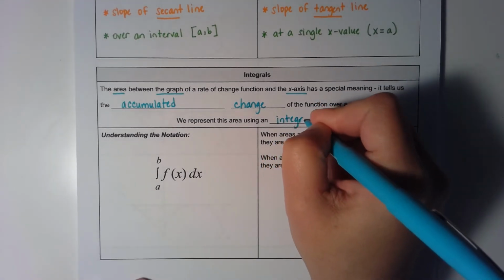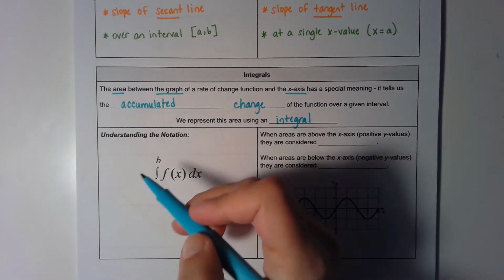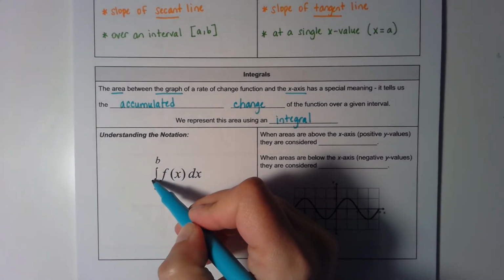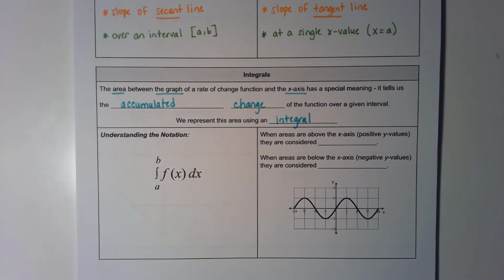So what we're going to do right now is go over the new notation. We're going to understand all of the parts of the notation, and then we're going to look at a visual representation of what we're actually finding. So the symbol for integral looks like this elongated S, and the reason it looks like that elongated S is because it comes from the word sum, where you're adding up the areas between a function and the x-axis.